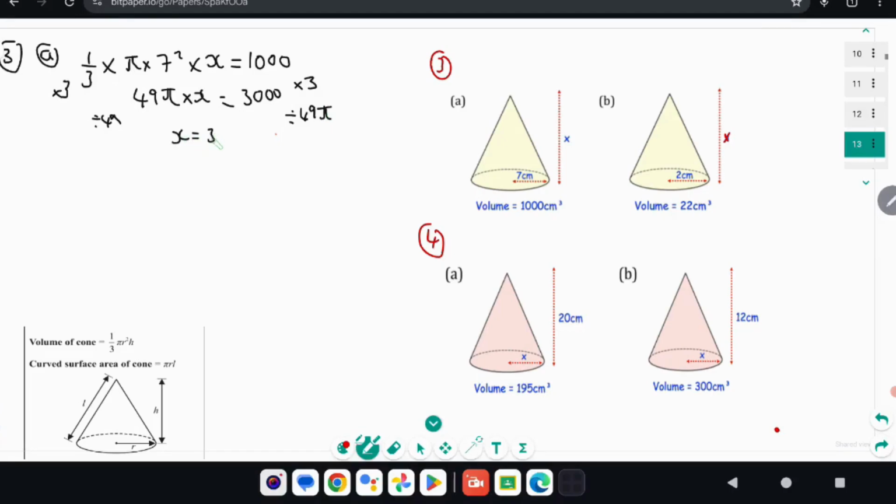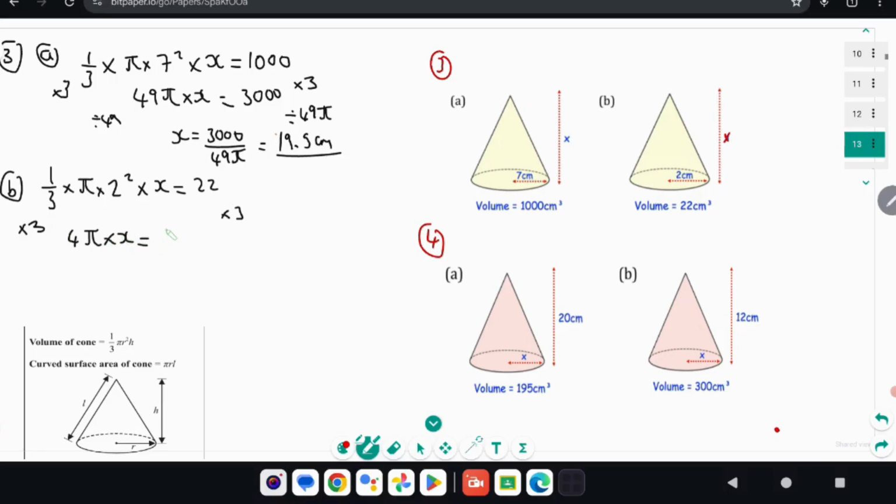So x is equal to 3000 all over 49 pi, which is 19.5 centimetres for the height. So B, we have 1/3 times pi times 2 squared times x is equal to 22, times both sides by 3, pi, 2 squared is 4, so 4 pi times x is equal to 66.